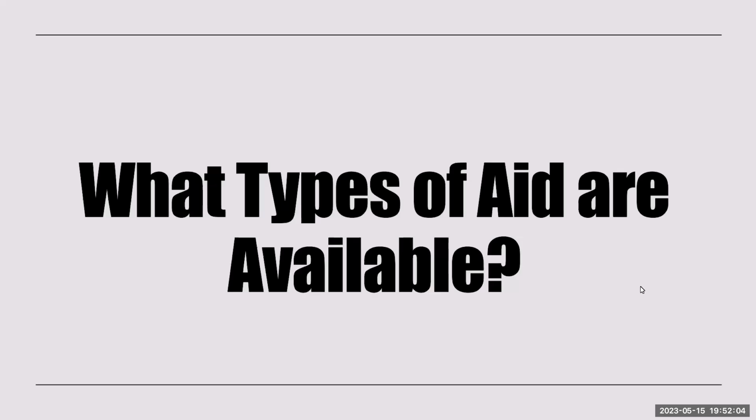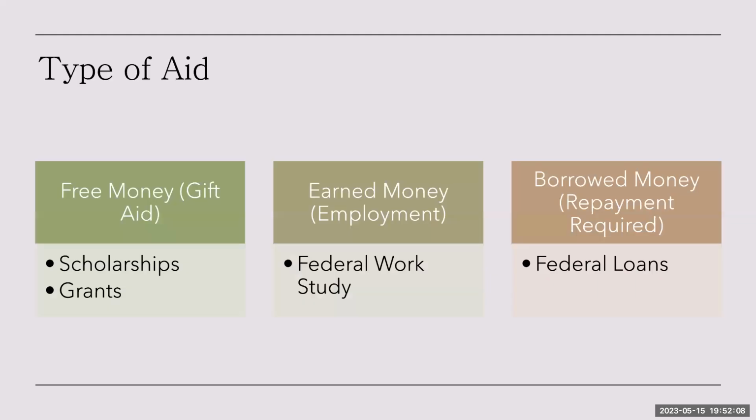So, what types of aid are available under these sources? Well, we break them down into three categories. We have free money, that is the gift aid that is available in the form of scholarships and grants. We have the earned money, which is employment, that is federal work study. And lastly, we have borrowed money. This is the type of funding that requires repayment.